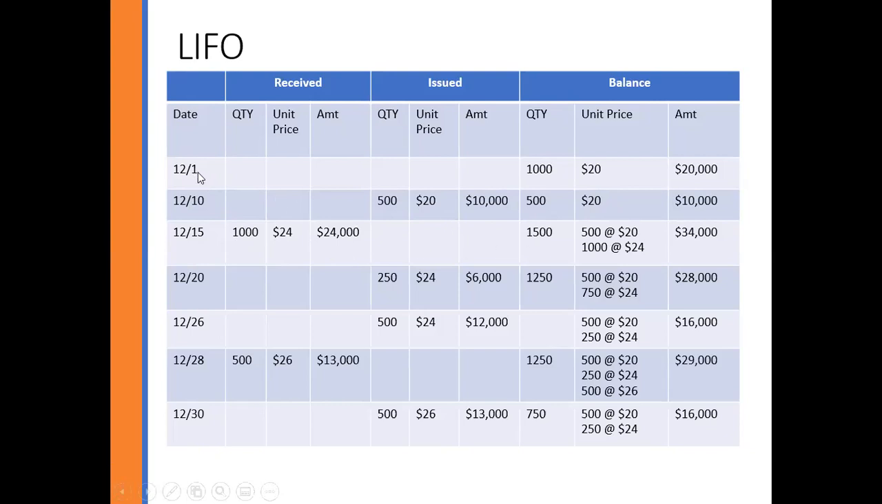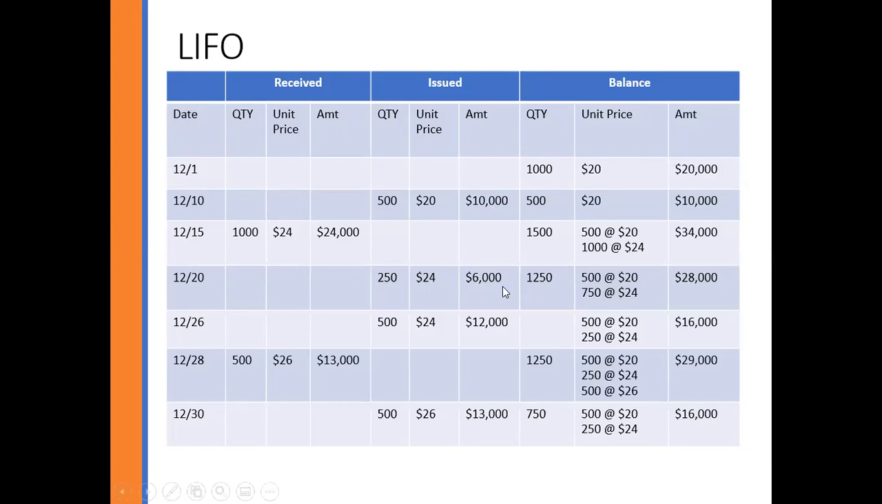So December 1st, December 10th, December 15th look exactly the same as with FIFO, first in, first out, right? The difference comes when we use some of these. So now December 20th, we issued 250 units to production, but instead of going back and getting these 250 units from this beginning inventory, we're going to take these 250 units from this most recent purchase. So we're going to use 250 units. It costs us 24 each.